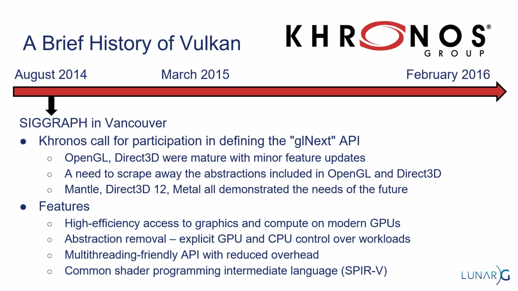Brief history. 10 years ago, at SIGGRAPH in Vancouver, that's when Khronos called for participation in defining the glNext API. And what was driving it, Tom said a little bit differently, was pretty much viewing the industry that the current APIs were abstraction heavy. OpenGL, I think at that time, was 22 years old. And there was a need to scrape away some of that abstraction, give more control to the applications themselves to control the GPU and CPU workloads.